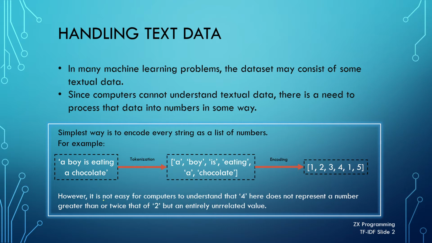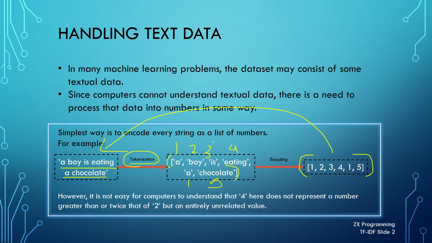Once we get this series of tokens, we can assign a unique ID to each token. For example, consider this sentence. A boy is eating a chocolate. This sentence consists of 6 words. We can divide this sentence into a list of 6 words, such as here. This process is known as tokenization. Now we have got this list of words, we can assign a unique ID to each word. For example, we can assign 1 to A, 2 to boy, 3 to is, 4 to eating. Since A has already been assigned 1, we will reuse that, and 5 to chocolate. And now we get an encoded list of numbers that represent this original string.